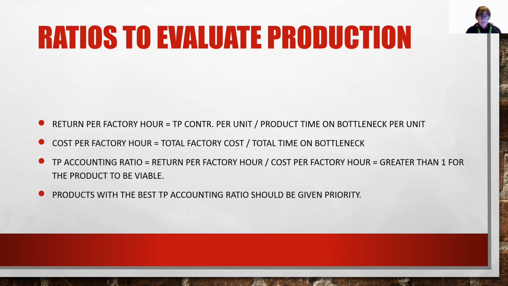We can then find our TP accounting ratio by doing our return per factory hour divided by our cost per factory hour. If you get a ratio that is greater than 1 for the product, that means it is a viable product to be made. Anything less than 1, probably not worth it. Products with the best throughput accounting ratio should always be given priority.